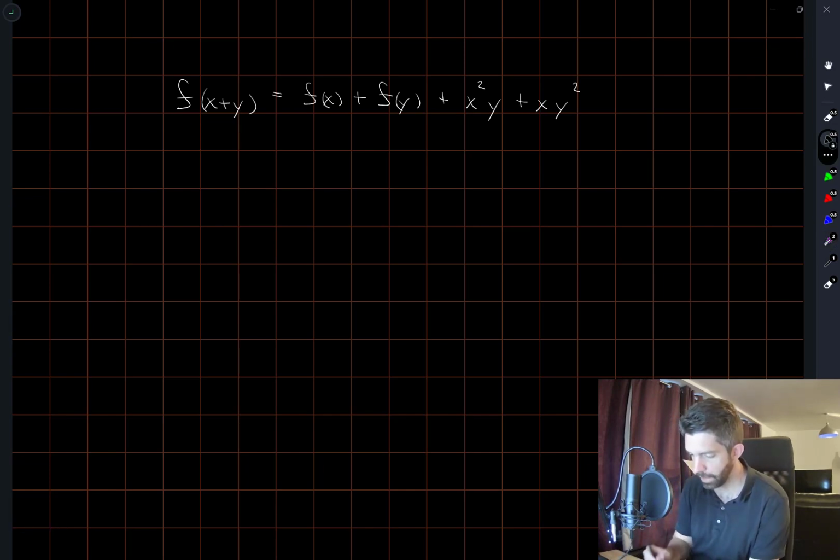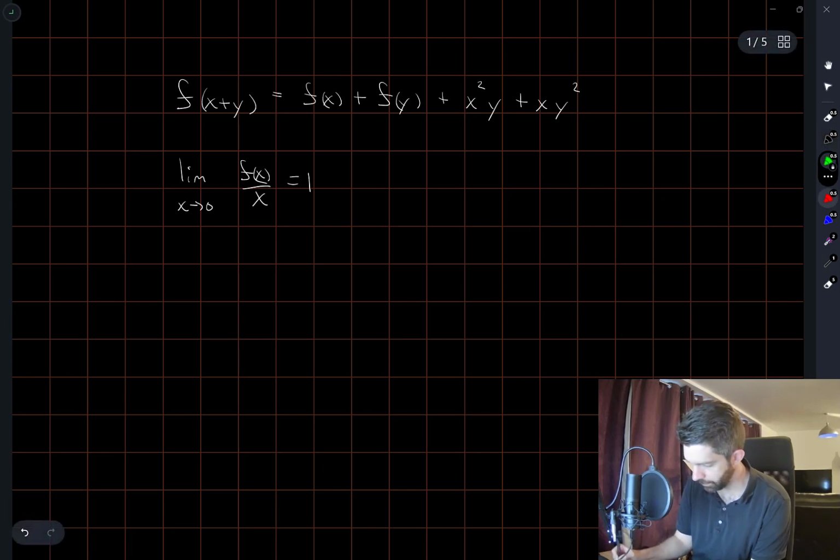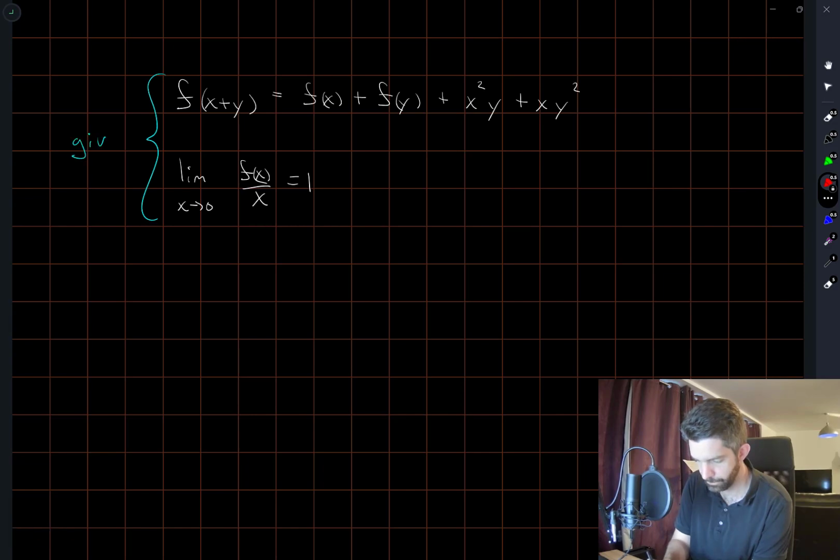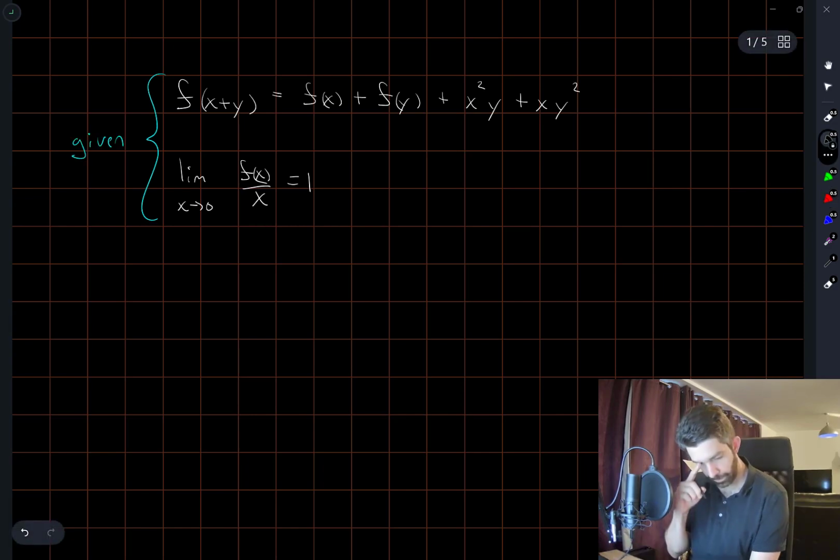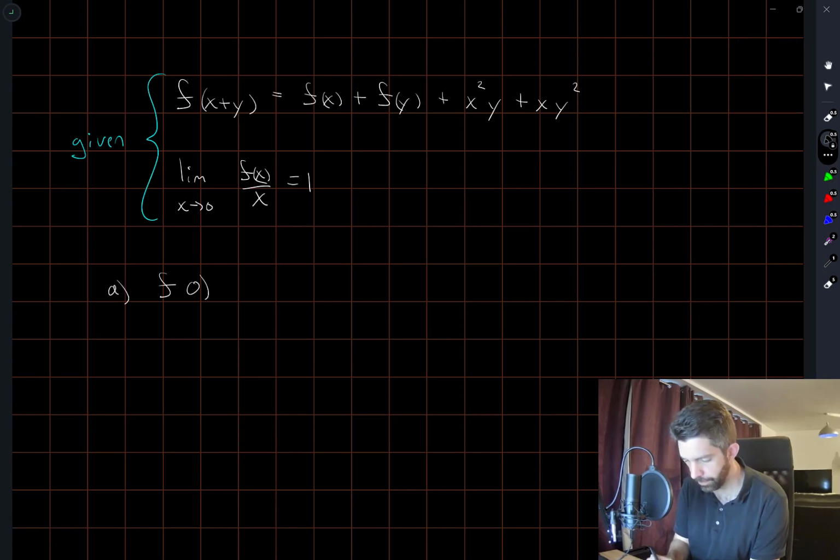So this is the one identity we're given. We're also given that the limit of x to 0 of f of x divided by x is equal to 1. So this is all stuff that's given. So the first thing we're asked to compute here is f of 0.